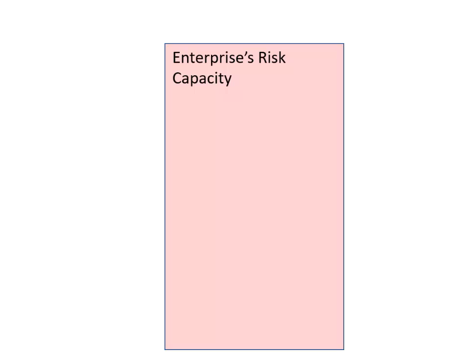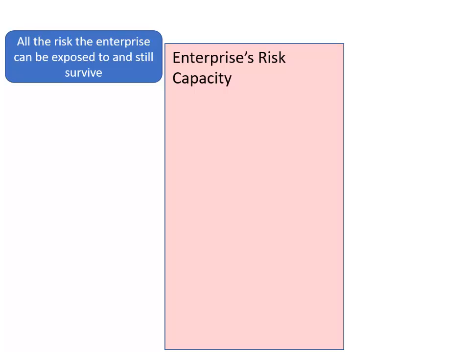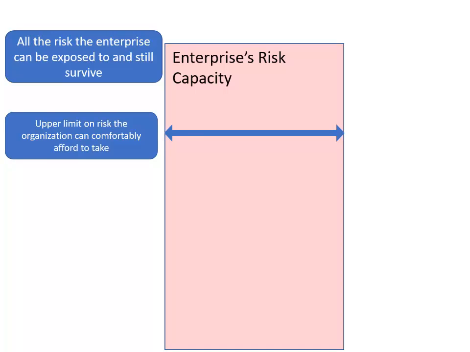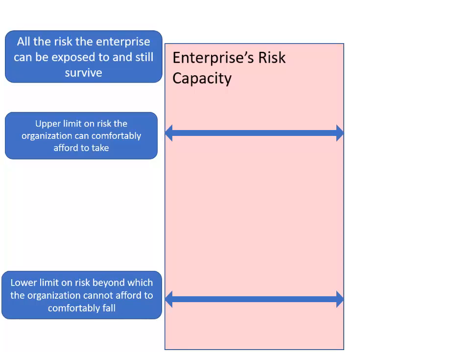Let's develop a graphical depiction of a risk appetite. We begin with the enterprise's risk capacity, which is defined as all the risk the enterprise can be exposed to and still survive. Then the enterprise must establish an upper limit on the risk the organization can comfortably afford to take. Likewise, it must establish a lower limit on the risk beyond which the organization cannot comfortably afford to fall.